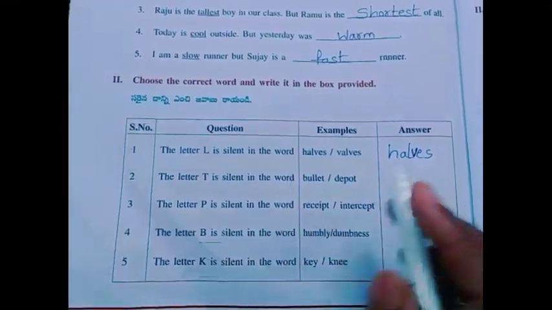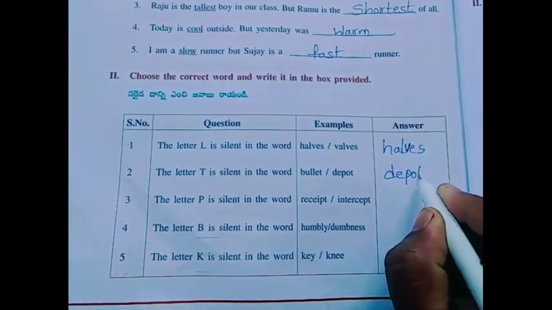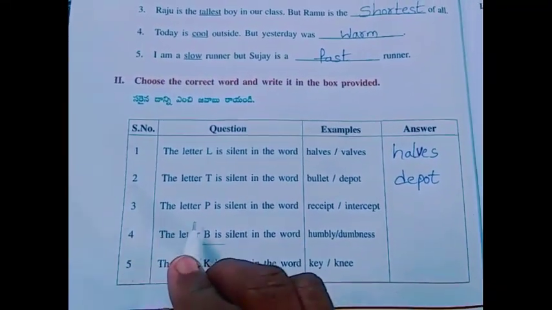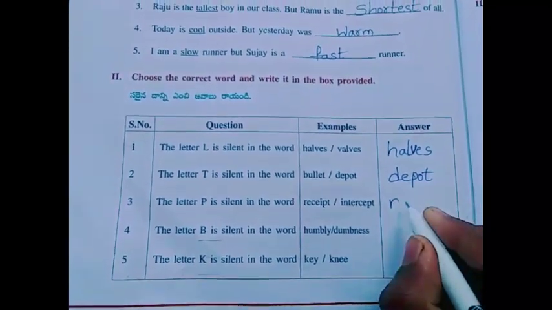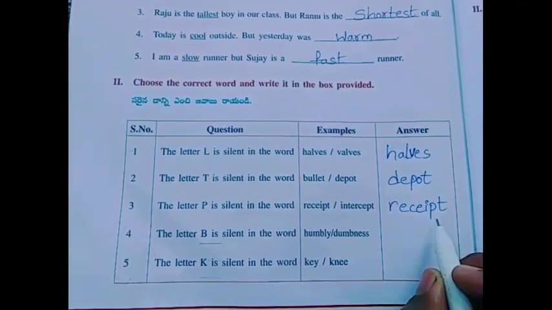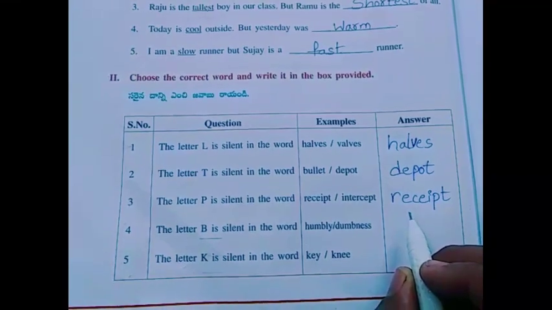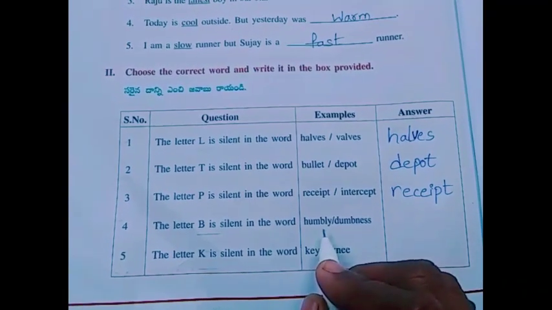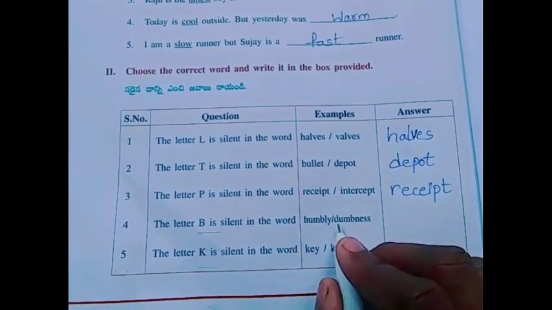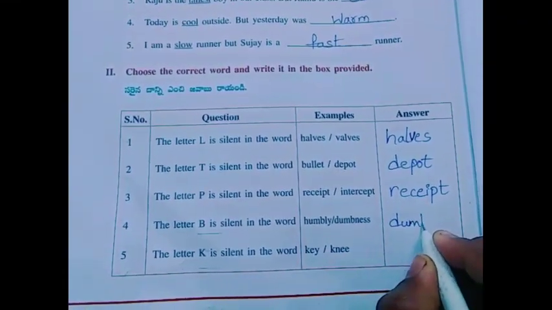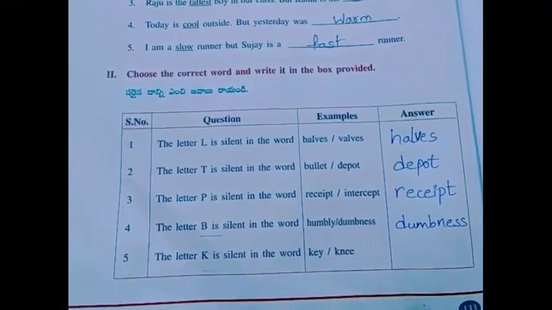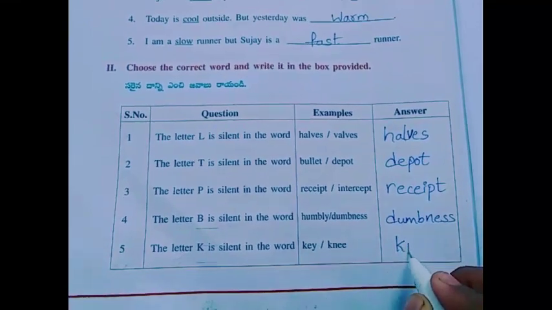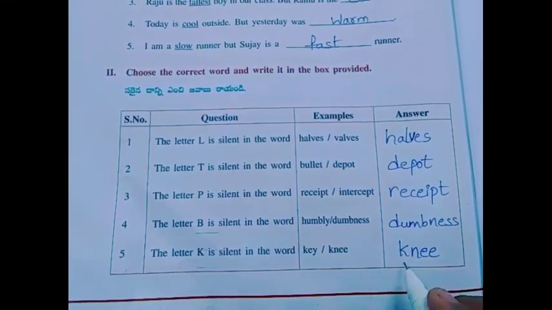The letter T is silent in the word depot. Here, how should we pronounce it? Depot, not depot with the T. That's why T is silent here. The letter P is silent in the word receipt. How do we pronounce it? Receipt. The letter B is silent in the word dumbness. We should not pronounce the B in dumb. The letter K is silent in the word knee. How do we pronounce it? Knee. Here, K is silent.